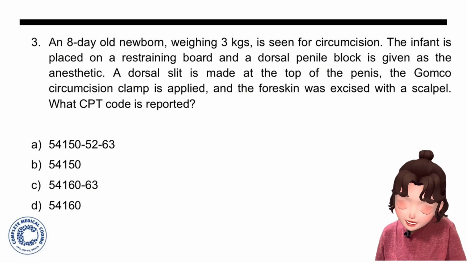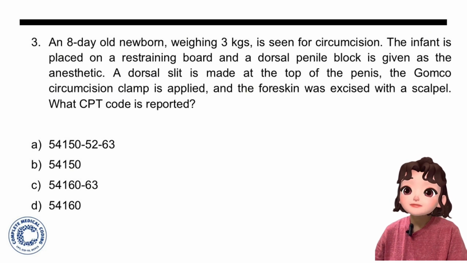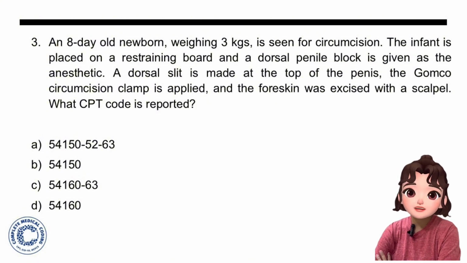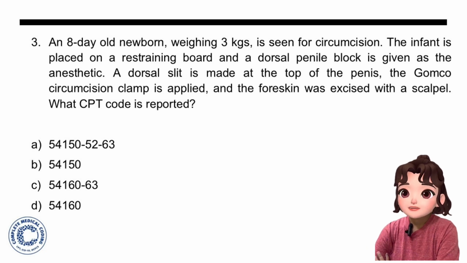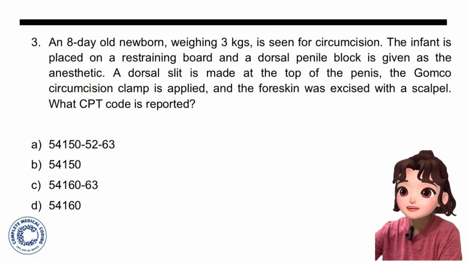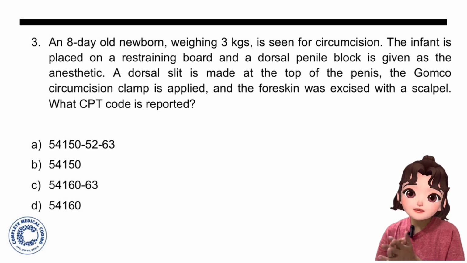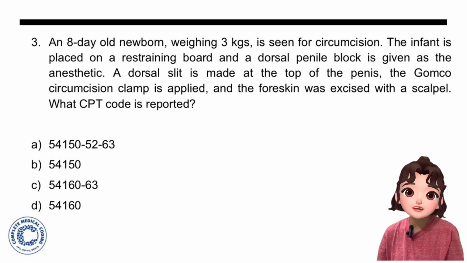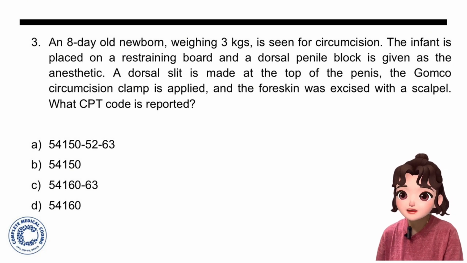Usually modifier 63 is coded for a procedure on neonates or infants weighing up to 4 kg. Append modifier 63 to a code for a procedure that a provider performs on a neonate or infant weighing up to 4 kg. Anyway, here you can't use the modifier along with CPT code 54150, as mentioned in the CPT code book. So the first option is wrong.